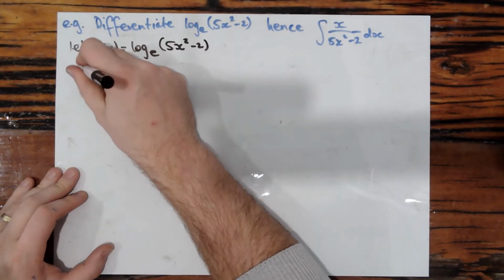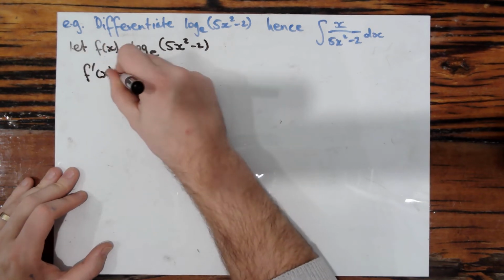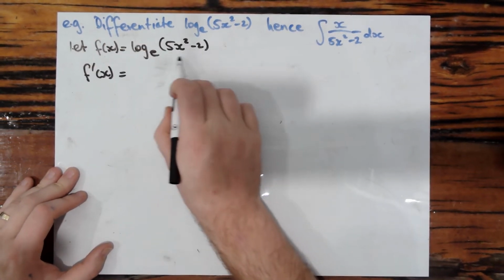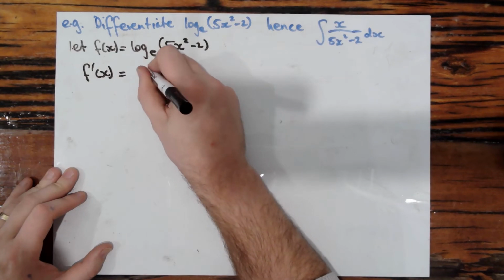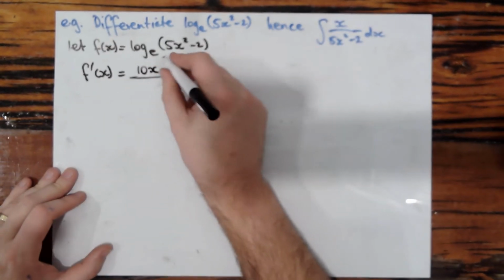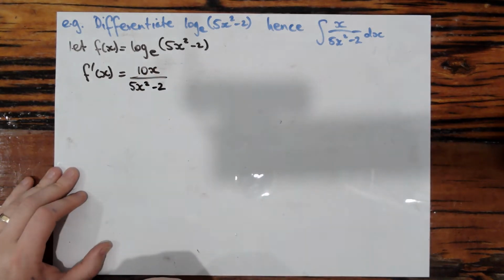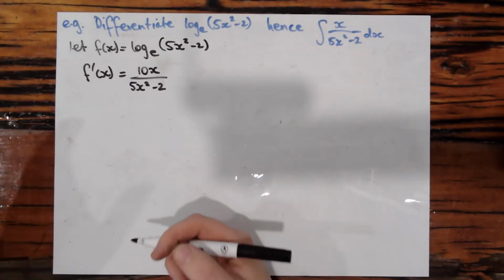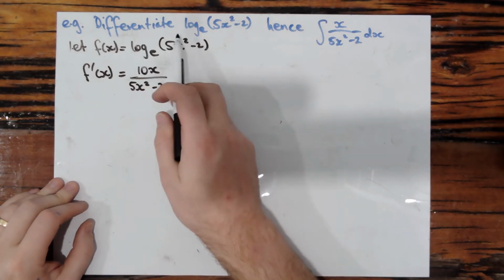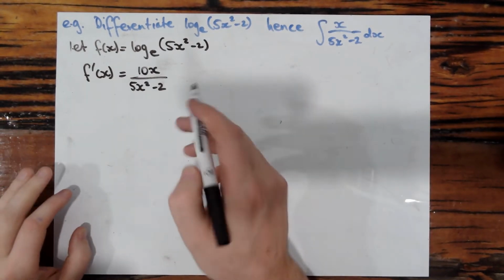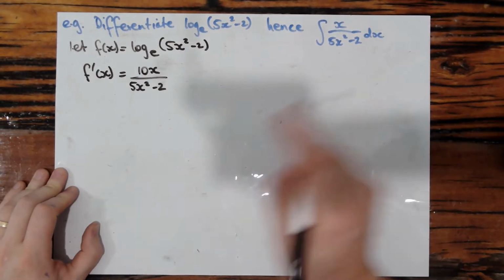Remember, when we differentiate a log function, the derivative of what's inside our function, in this case 10x, goes on top over what was in there originally, which is 5x squared take 2. If you're liking one of these questions, this would be part A: differentiate this. Done. Part B would say, hence do this.